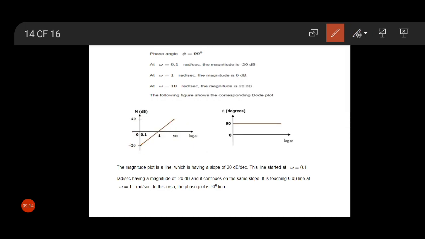And this is our phase plot. Phase is always 90 degrees if our open loop transfer function is s. The magnitude plot is a line having a slope of 20 dB per decade. This line starts at omega equal to 0.1 radian per second, having a magnitude of minus 20 dB, and it continues on the same slope.